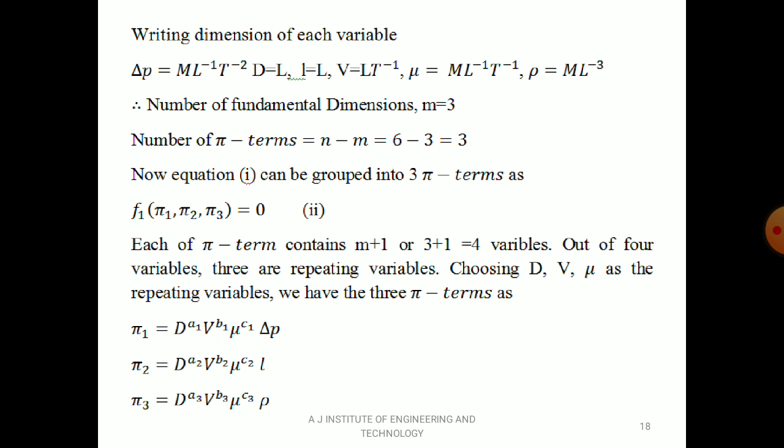Choosing d, V, mu as repeating variables. As I already told, in place of rho you have to see whether the flow is due to viscosity or turbulent flow. Here it is viscosity, so mu should be given importance. So d, V, instead of rho you have to select mu as the fluid property. So with these repeating variables, we have 3 pi terms. Pi 1 equals d to the power a1, V to the power b1, mu to the power c1 into delta P. Then pi 2 equals d to the power a2, V to the power b2, mu to the power c2 into L. Pi 3 equals d to the power a3, V to the power b3, mu to the power c3 into rho. So these are the expressions for the 3 pi terms.